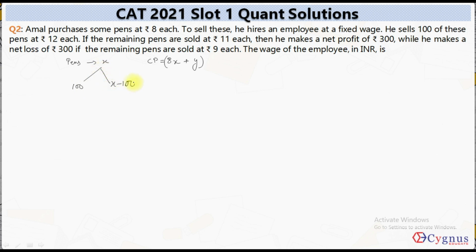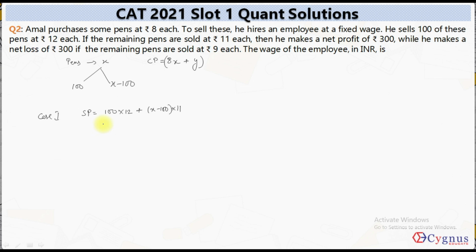X minus 100. If he sells 100 pens at 12 each and the remaining are sold at 11 each, then he makes a net profit of 300. So in case number 1, his total collection, or I can say selling price, would be equal to what? He sells 100 pens at rupees 12 each and the remaining X minus 100 at what price?